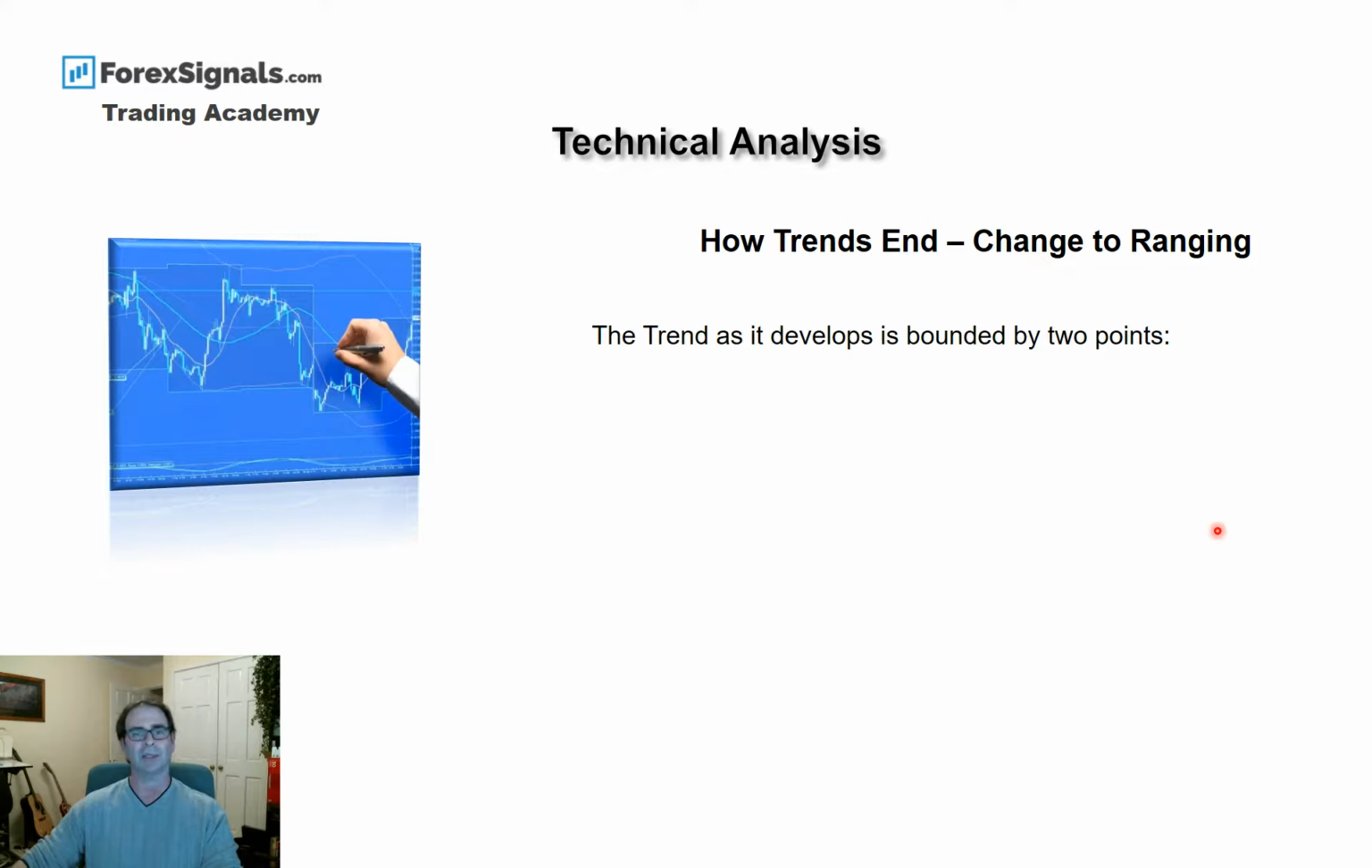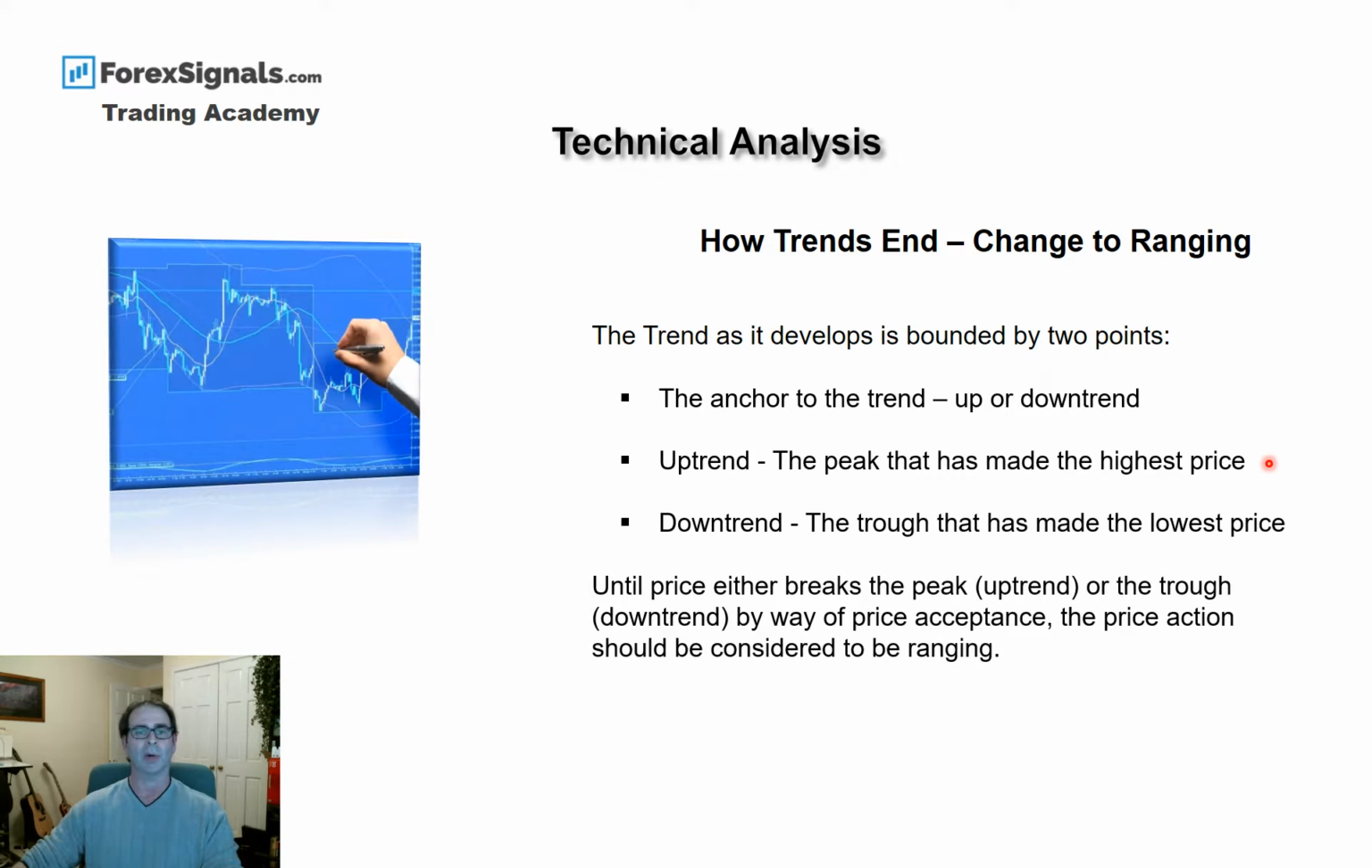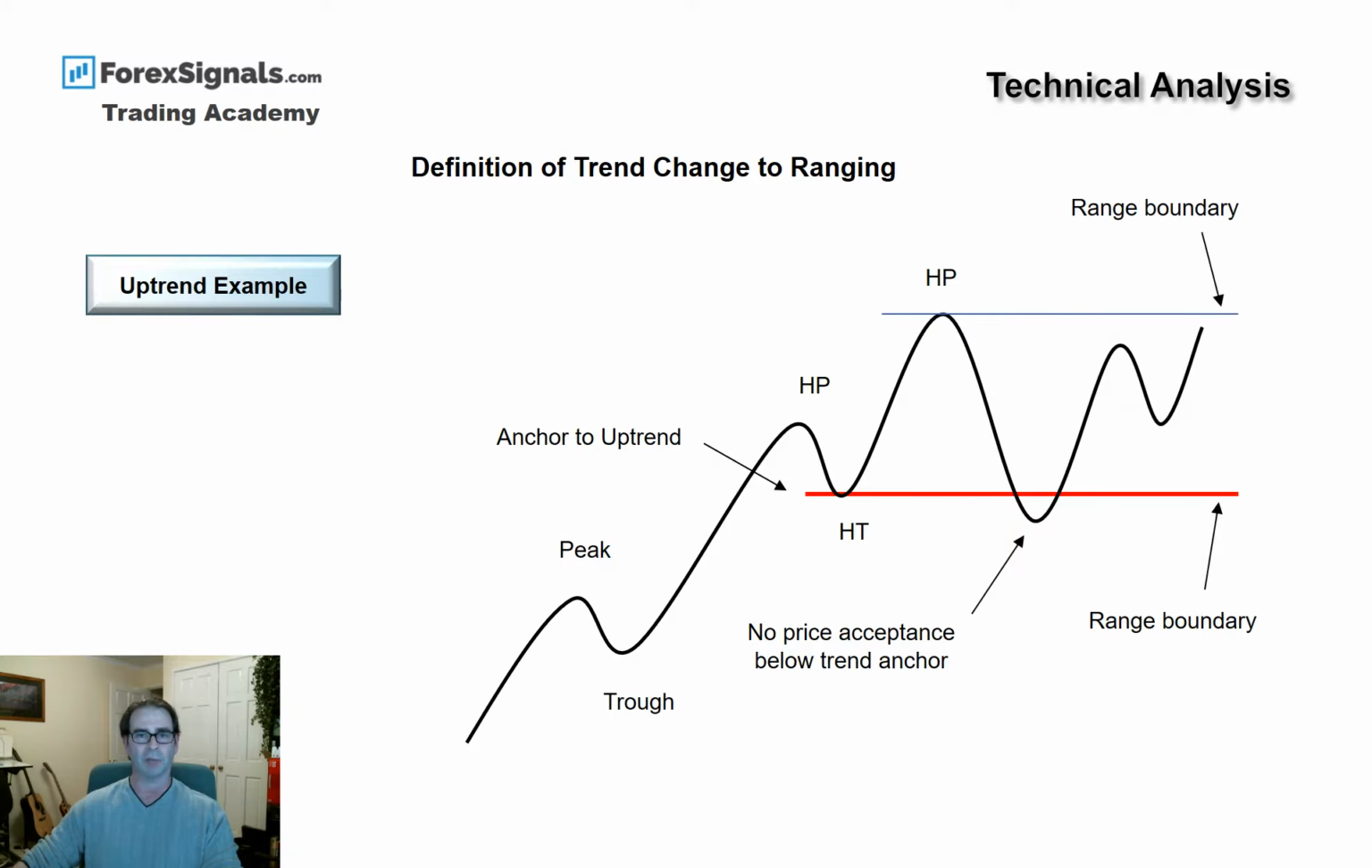So the trend as it develops is bounded by 2 points. One of those is the anchor to the trend, uptrend or downtrend. So in the uptrend, the peak or swing high that has made the highest price. In the downtrend, the trough that has made the lowest price. So until price either breaks the peak in the uptrend or the trough in the downtrend by way of price acceptance, the price action should then be considered to be ranging. Let's have a look at a couple of examples.